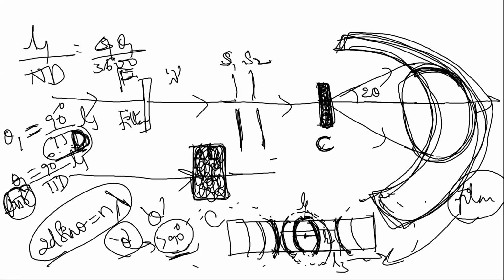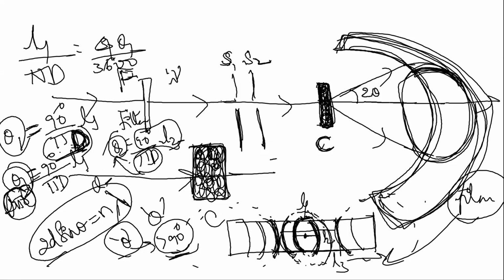Similarly, 2 pi R into theta is equal to L1 into 90 degrees. Similarly, theta 2 is equal to 90 degrees by pi D into L2. This is 2 pi R into theta equal to L2 into 90 degrees. Similarly, theta 3 is equal to 90 degrees by pi D into L3. Using these values, we can obtain theta 1, theta 2, and theta 3 by this formula. So by this we can determine theta.